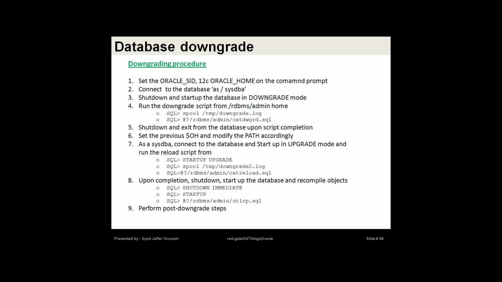Once you point to the previous release, connect to the database as sysdba and start the database in upgrade mode, and then you reload all your catalog information. So as usual, I start up my database in upgrade mode. This should be from the 11g home, or whatever version you are going to downgrade to. Make sure you are connected to the earlier software version, not from 12c. So you start up the database in upgrade mode, and then you run catrelod.sql from 11g or the previous version under the RDBMS admin location.